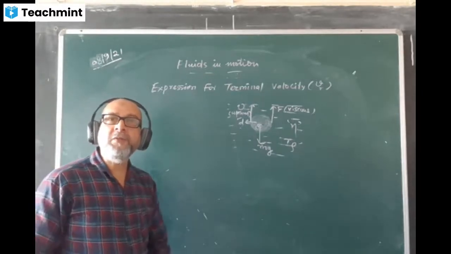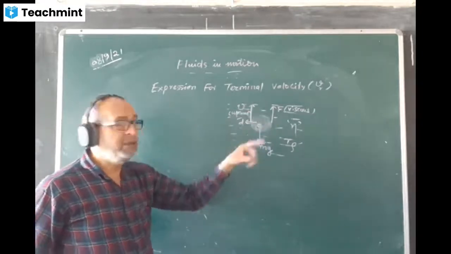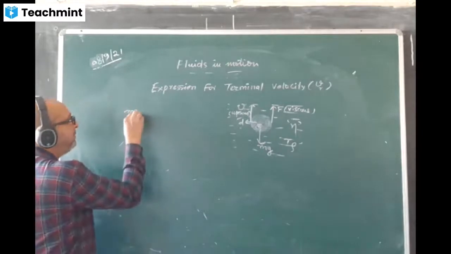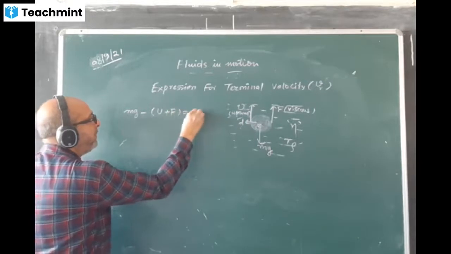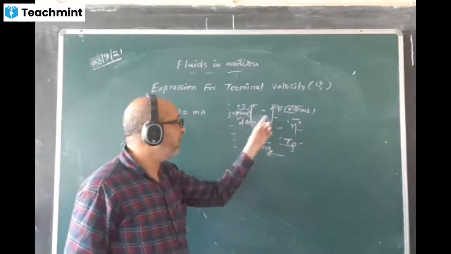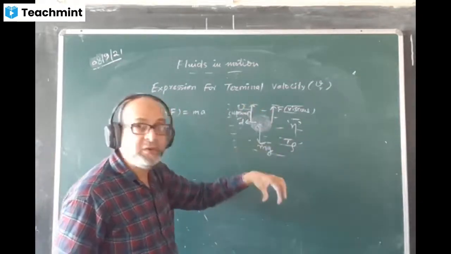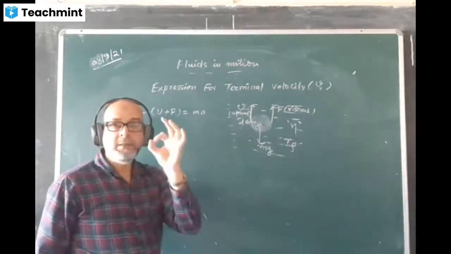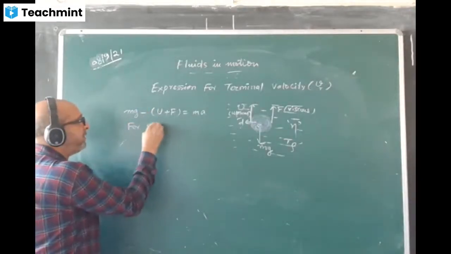How to write the equation of this motion? You know the equation of motion, how do we write? This minus this is equal to ma. Normal method, I'll be writing like this here: mg minus U plus F is equal to ma. But if this object is falling down with a constant velocity, steady velocity downward, what is the value of acceleration then? 0. Right, for a steady velocity.